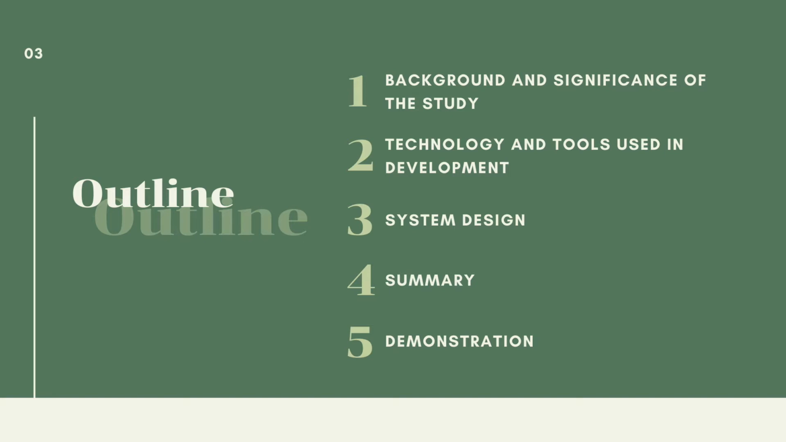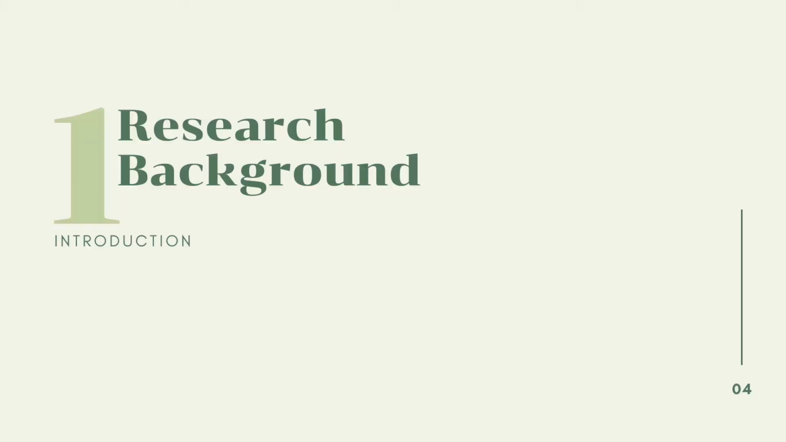In this research, we divided into 5 parts. 1. Background and significance of the study. 2. Technology and tools used in development. 3. System design. 4. Summary. 5. Demonstration. Let's start with the first part on research background.